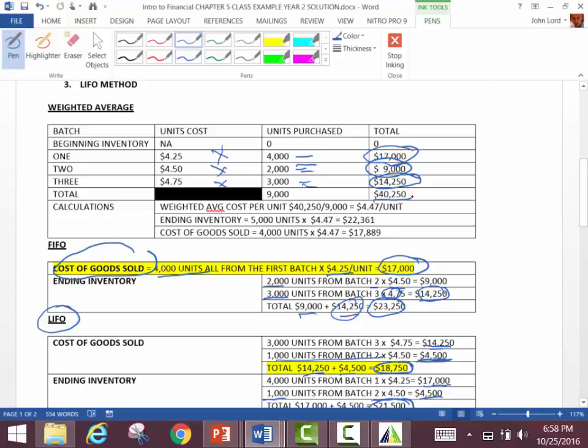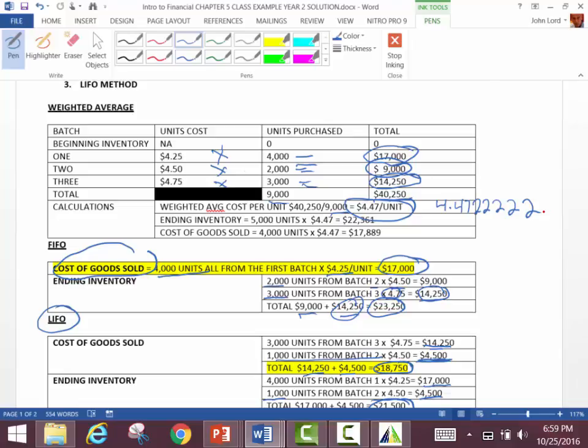That gives us a total of everything we have in inventory. We divide that by how many units we purchased: 9,000. That gives me a weighted average cost per unit. Somebody put that in your calculator if you haven't already: 40,250 divided by 9,000. What number do you get there? Read me that whole big, beautiful number, to infinity and beyond.